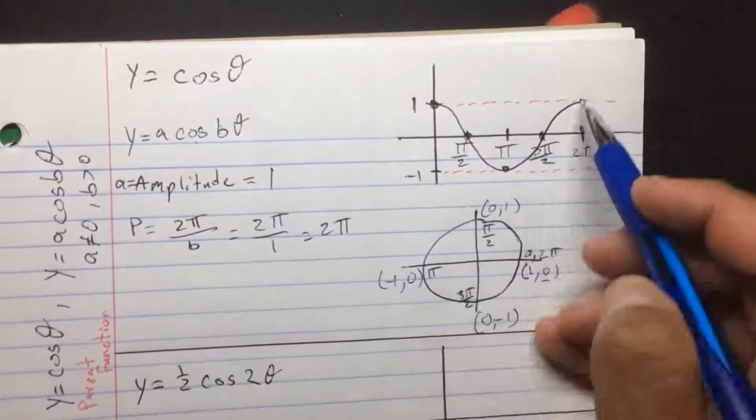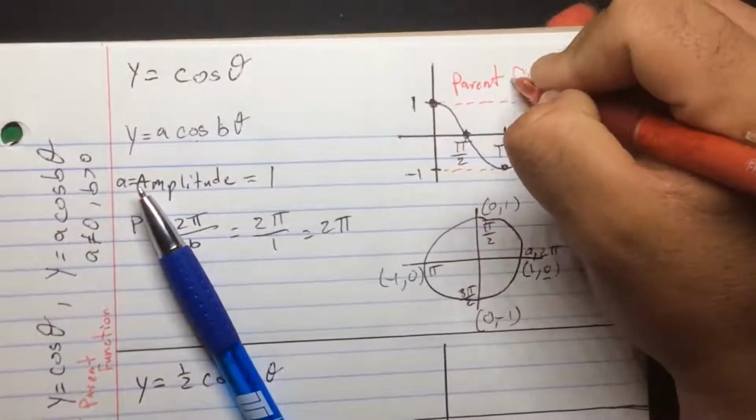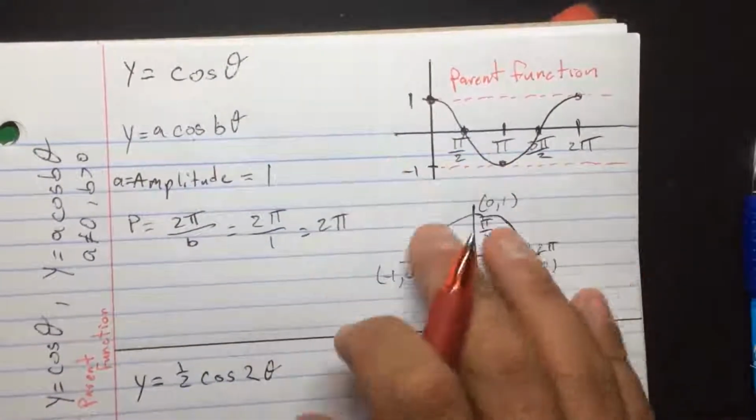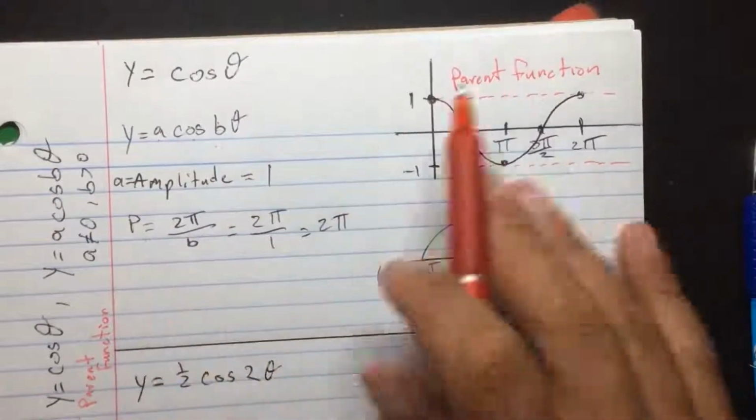So this one, once again, is going to be our parent function, and we're basically just going to adjust each one from now on to show how the amplitude and the b affect the period for each of the following graphs.